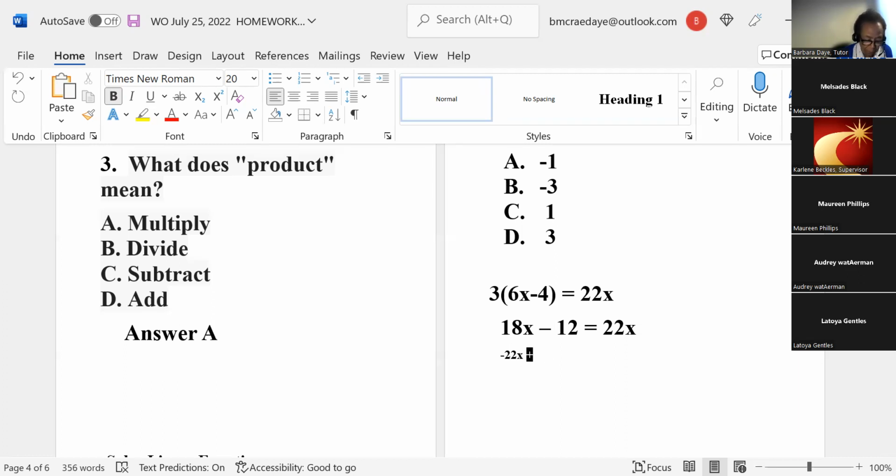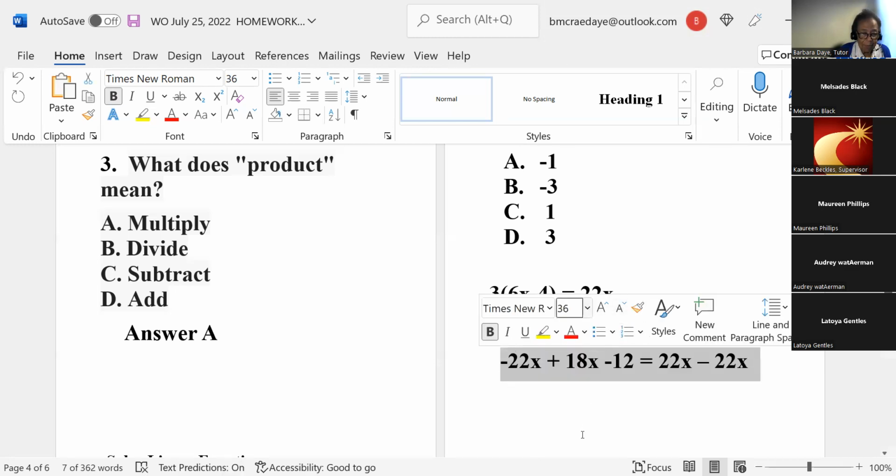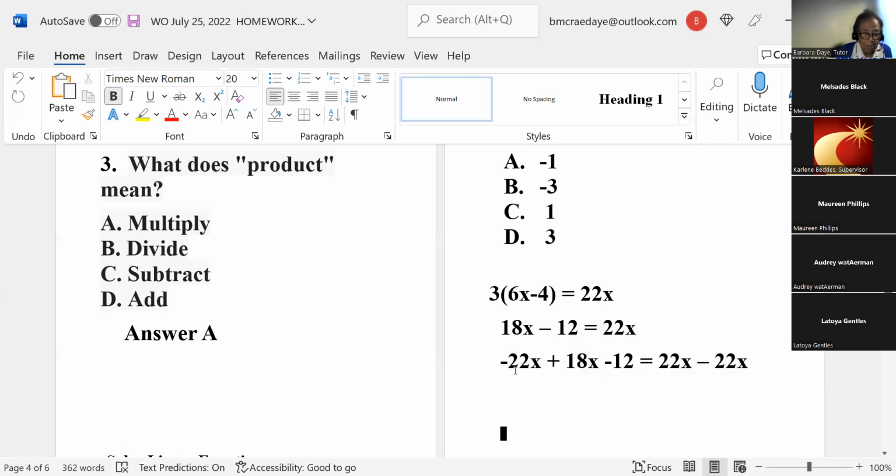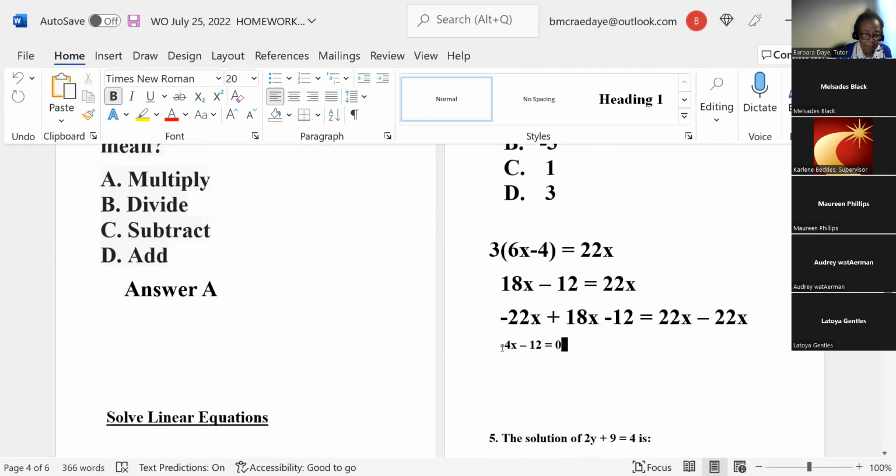So you have 18x minus 12, and that's equal to 22x minus 22x. So it's going to be negative 4x minus 12. She brought her 22x over here and subtracted, right? 22x and 18x give you a minus 4x, and minus 12, and on the right side she got a 0.